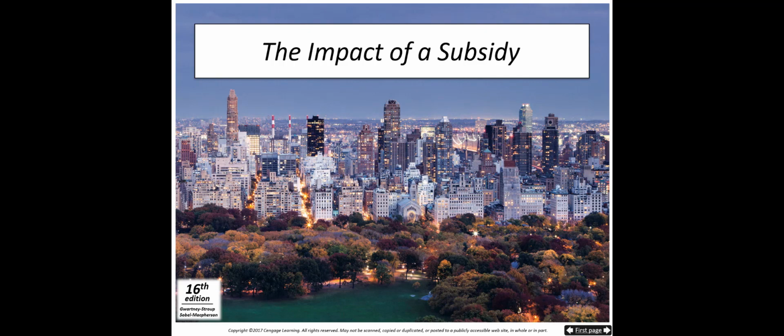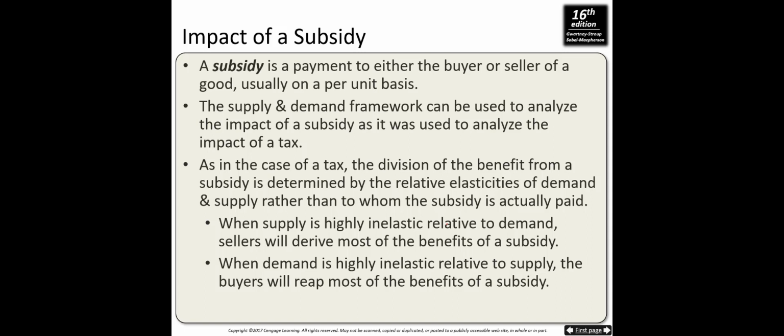The final section in this chapter is the impact of a subsidy. So first, let's define a subsidy. A subsidy is a payment to either the buyer or seller of a good, usually on a per unit basis. The supply and demand framework can be used to analyze the impact of a subsidy as it was used to analyze the impact of a tax. As in the case of a tax, the division of the benefit from a subsidy is determined by the relative elasticities of demand and supply rather than by whom the subsidy is actually paid.